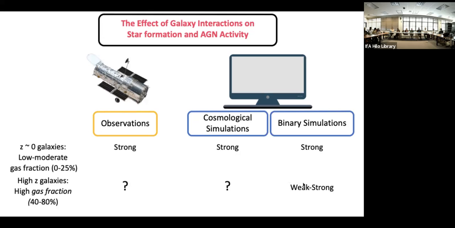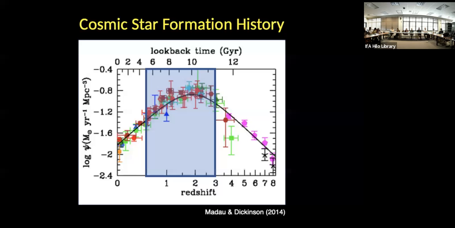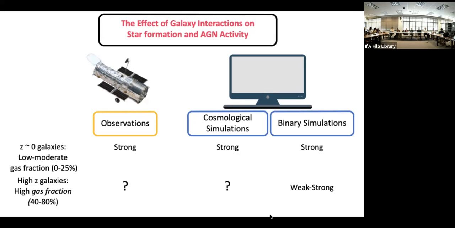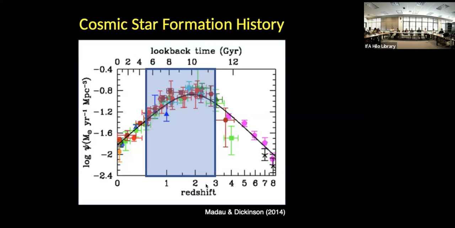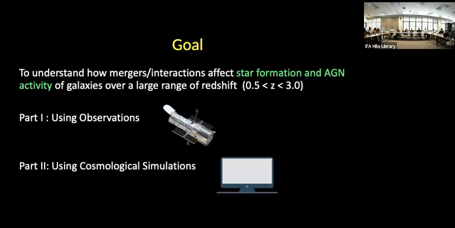Some of the binary simulations show that you can have a weak to even strong impact. We don't know exactly what the observations show, and we also don't know what a statistical sample based on cosmological simulations shows, because binary simulations are based on only particular values of stellar mass ratios and gas fraction. When you take a larger sample, that's more representative of what's happening in the actual universe over a large scale. So this was the main motivation of my PhD work: to study exactly how the star formation rate and AGN activity of galaxies get impacted around this important epoch of redshift 0.5 to 3, based on both observations and simulations.